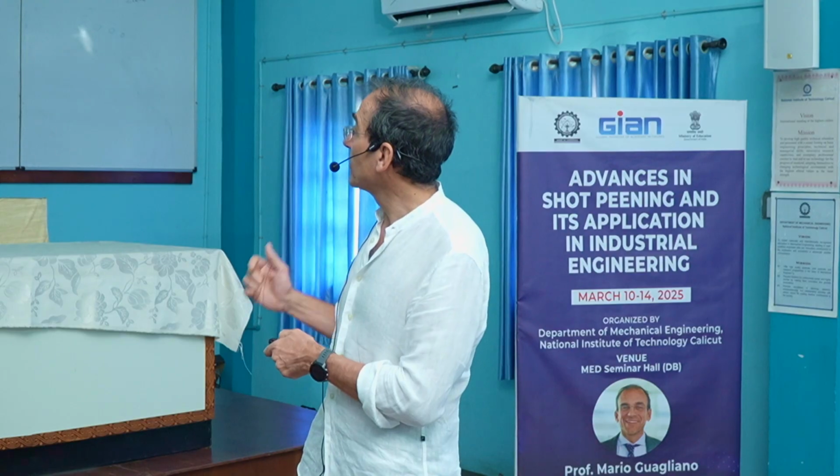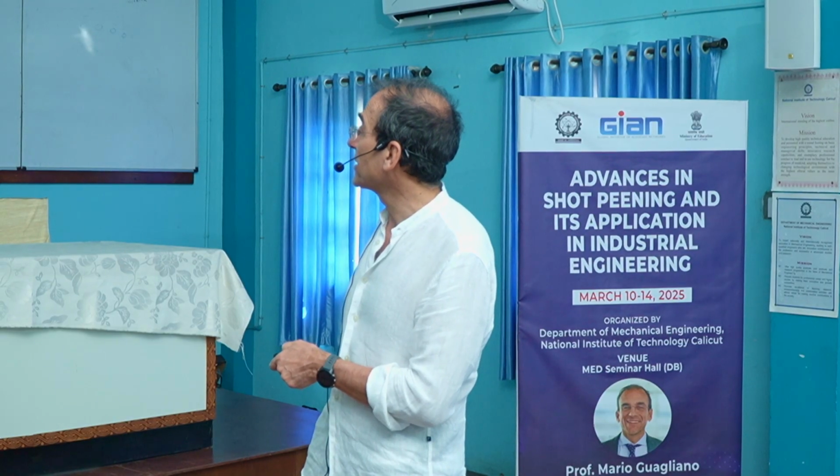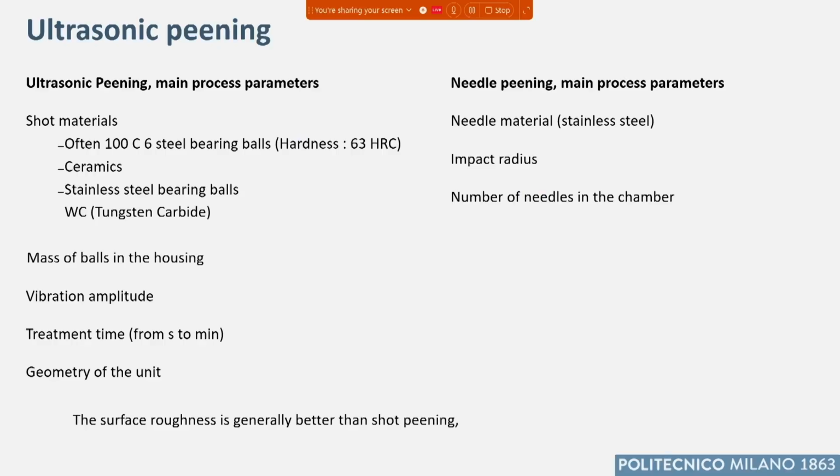Okay, needle peening: we need the needle material that is generally stainless steel, the impact radius, that is the impact of the needle in touch with the sample, and the number of needles in the chamber that can be one, but we can also have a line of more than one needle. Any question? Sorry, I'm talking.